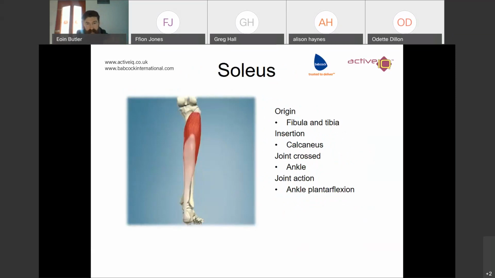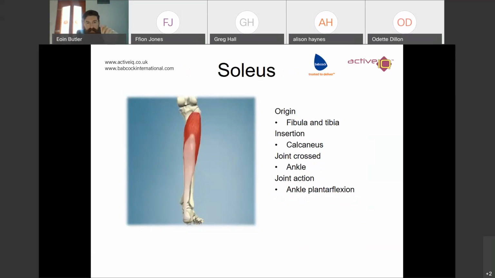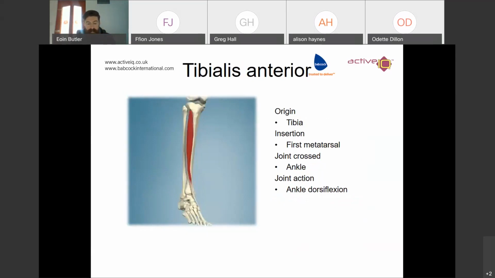Gastrocnemius and soleus are your calf muscles. Gastrocnemius crosses knee and ankle. Soleus crosses only the ankle. And finally, tibialis anterior, at the front of the shin, and it causes dorsiflexion.